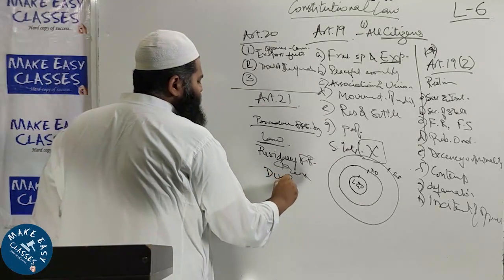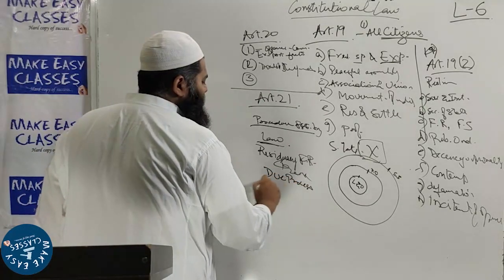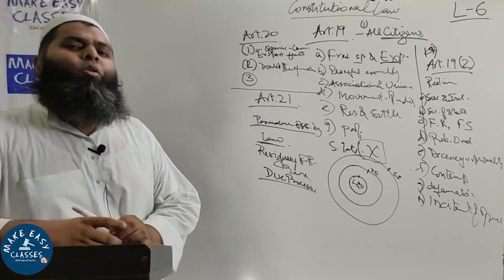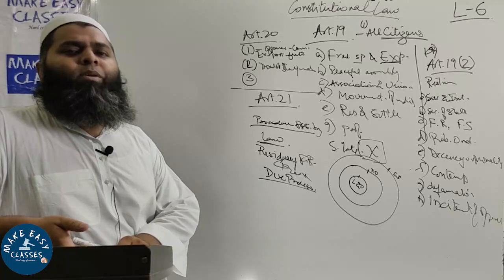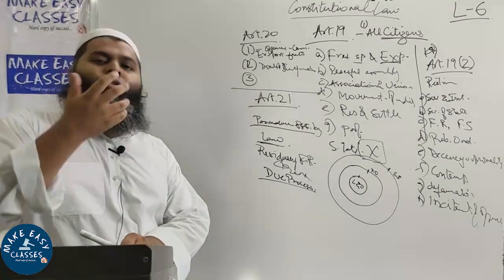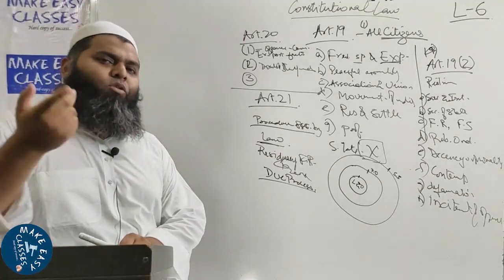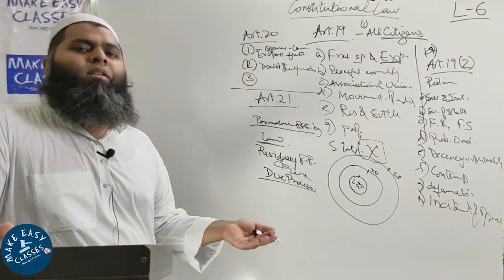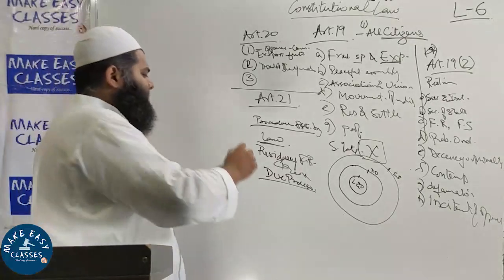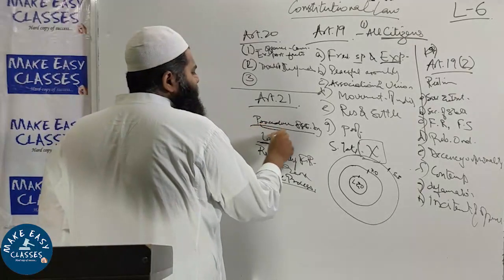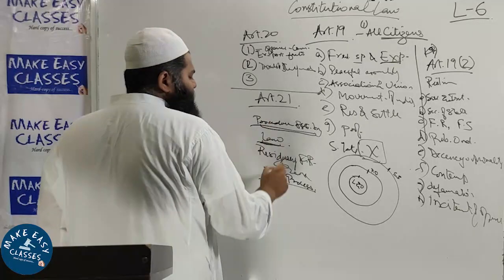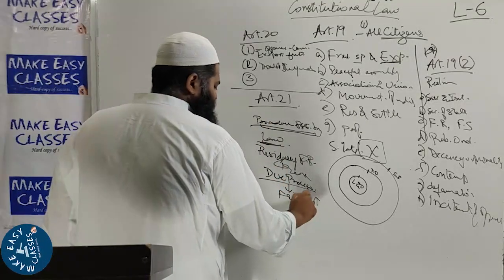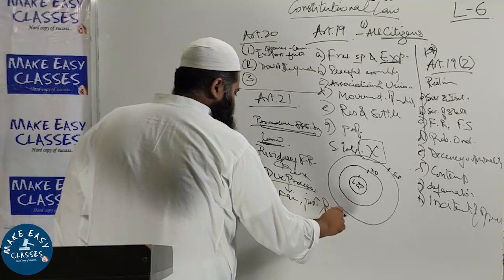Due process. Now what does this due process mean? Due process is a term which has been borrowed from the US Constitution. Due process means just, fair and reasonable. It is provided that there is a procedure established by law, and that procedure should be due process. It should be fair, just and reasonable.